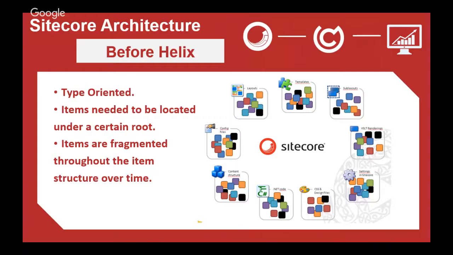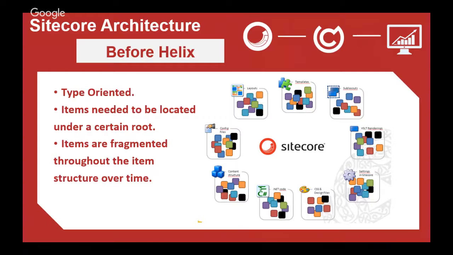If you've been working with Sitecore since, let's say, prior to 6.4, we used to have one single solution hosting everything: your business logic, your classes, your service calls, and the basic entity structure. We used to have Sitecore more type oriented, which means each item needs to be in a specific location in the tree.